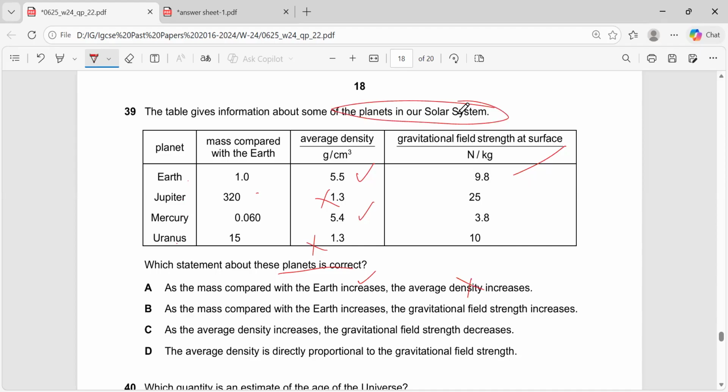As the mass compared with Earth increases, the gravitational field strength increases. Yes. Mass of the Earth is taken as unit 1 and gravitational field strength 9.8. Jupiter is 320 times more. See, the gravitational field strength is also more. So one equal here, less. See Uranus, it is increased. See, this gravitational field strength is also increased. So this is correct. So the answer for 39 is B.